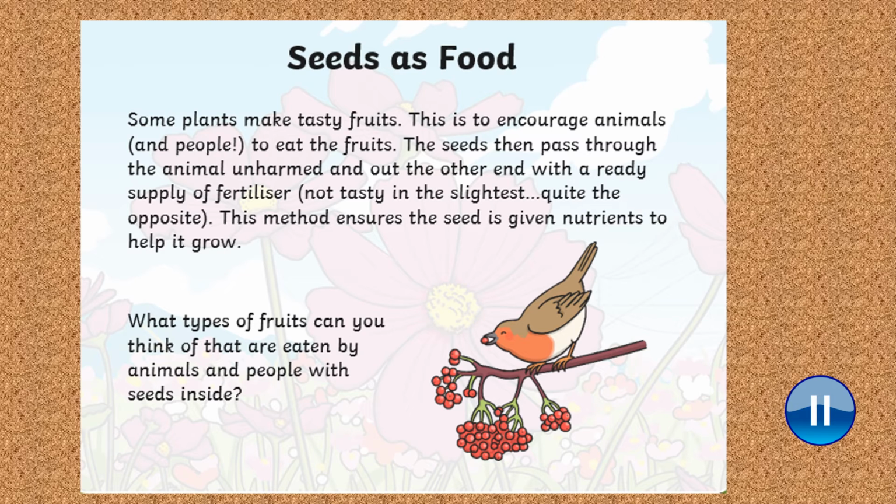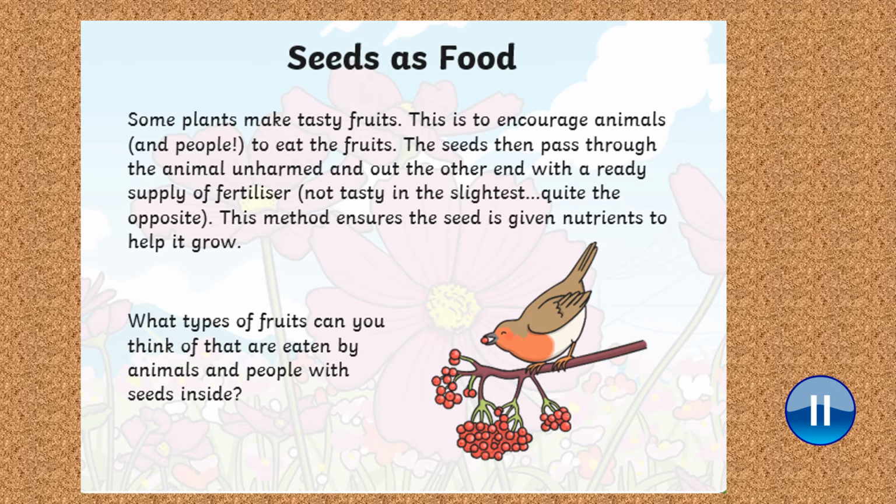Right, seeds are not just for reproducing the plant, they are often used as food as well. So some plants make tasty fruits. This is to encourage animals and people to eat the fruits. The seeds then pass through the animal unharmed and out of the other end with a ready supply of fertiliser. Not tasty in the slightest, quite the opposite obviously. This method ensures the seed is given nutrients to help it grow.